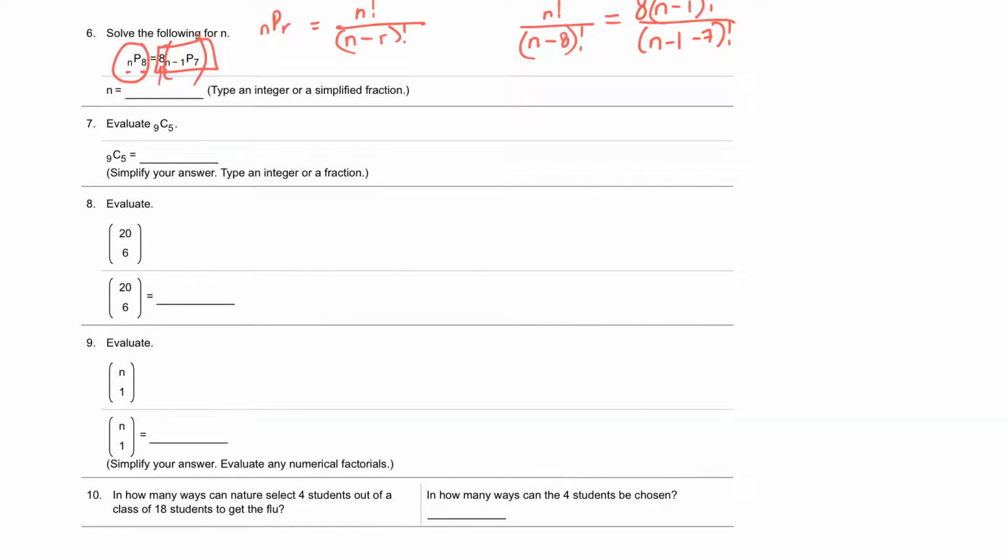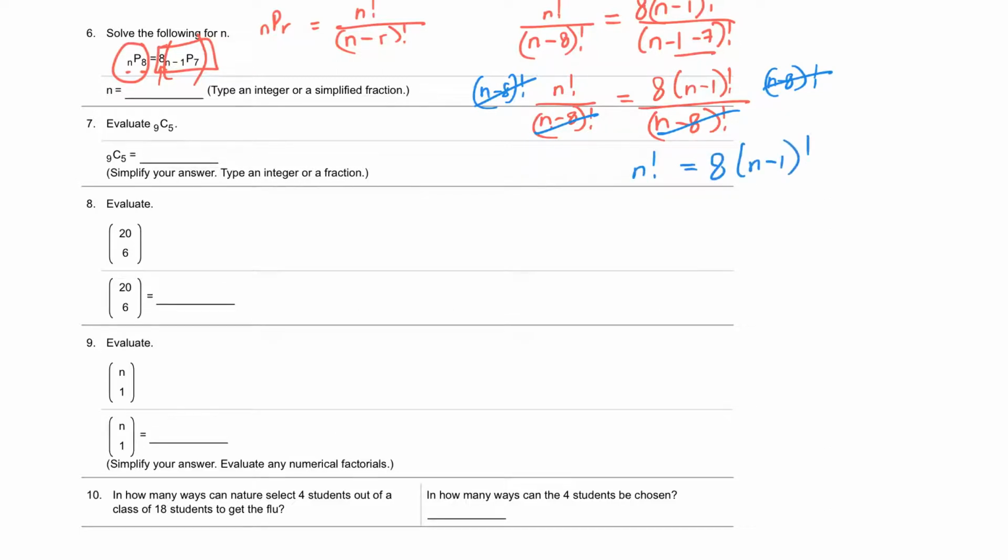So I'm just going to keep going down from here. This would be n factorial over n minus 8 factorial. Over here I have 8 times n minus 1 factorial all over n minus 8 factorial. So the bottoms are the same. If I multiply both top and bottom by n minus 8 factorial, they cancel. So I'm left with n factorial equals 8 times n minus 1 factorial.